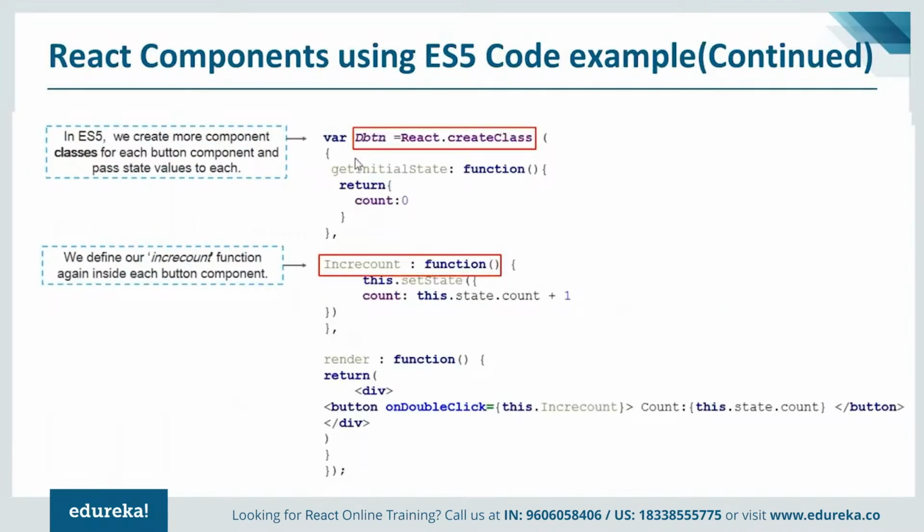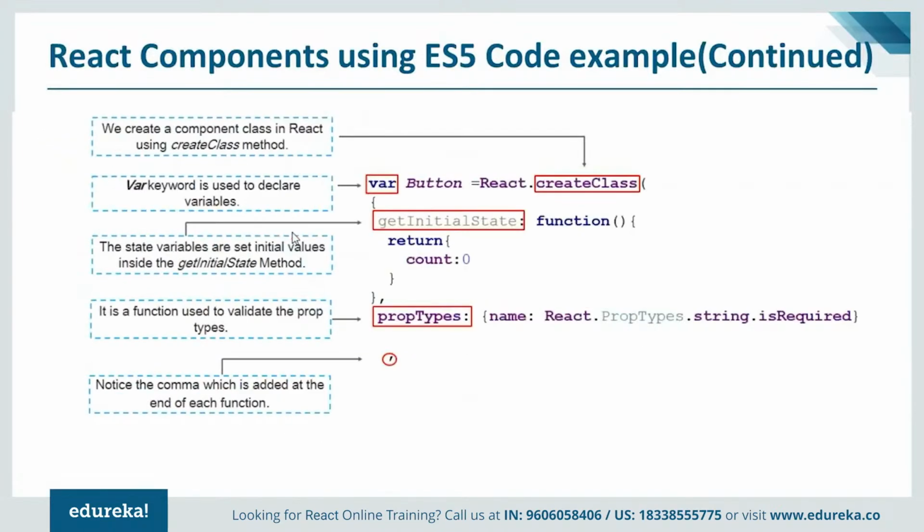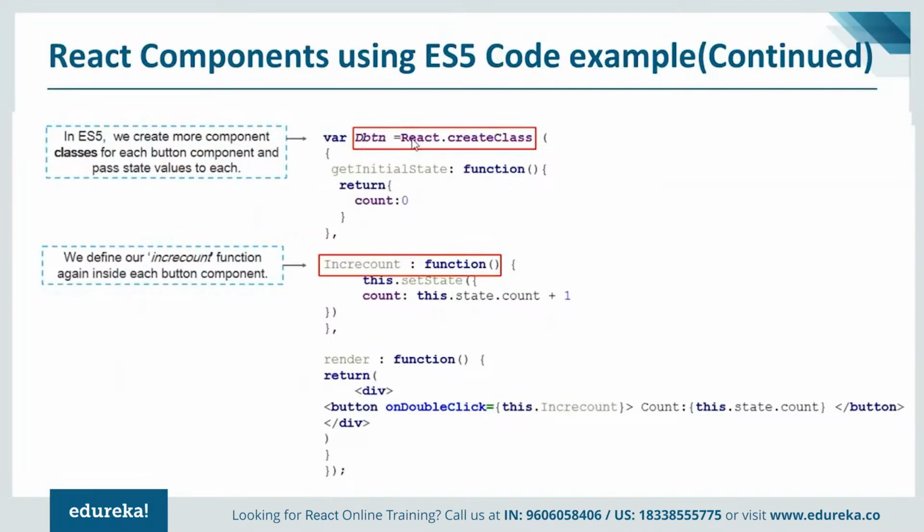Now continuing with this code, we have three components. We create more component classes. This DButton is for the double click of the button, React.createClass. If I go to the previous slides, this is a button which will show the increment counter on a single click. Now the second component, React.createClass DButton, will show the increment counter on the double click of the button. It has another event called onDoubleClick, so it says button onDoubleClick. We define our increment function inside each button component.